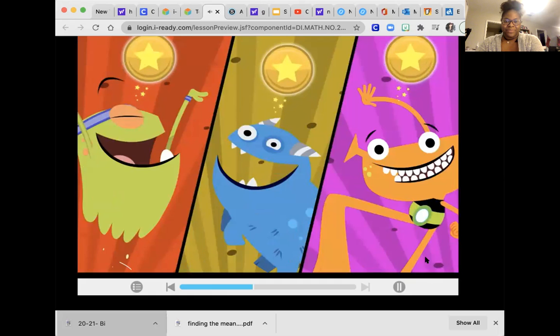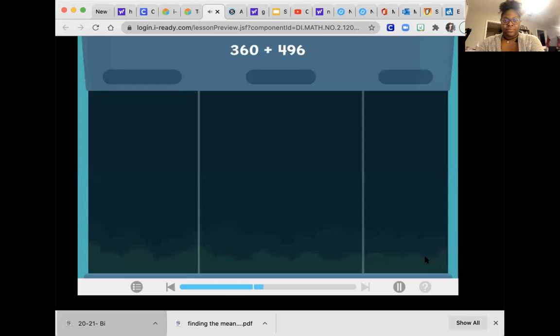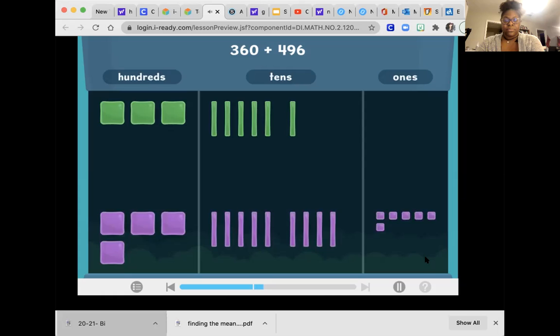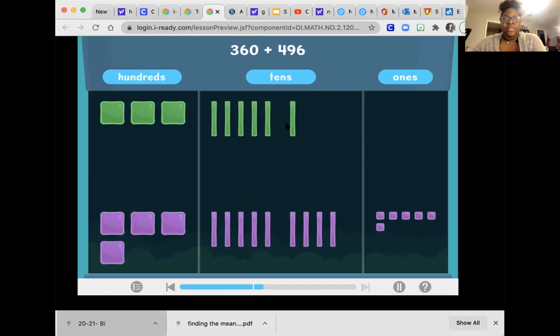It's practice time! Collect all 3 stars to finish the practice round. Get ready to practice adding 3-digit numbers. Let's find 360 plus 496. Tap the buttons to move the blocks together. So we have 360. There is no ones here because look, in the ones place, there is a 0. Then we have 400, so that's 4 hundreds. We have 96, which is 9 tens and 6 ones.